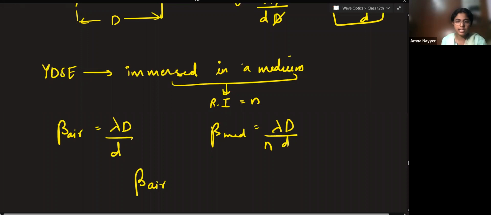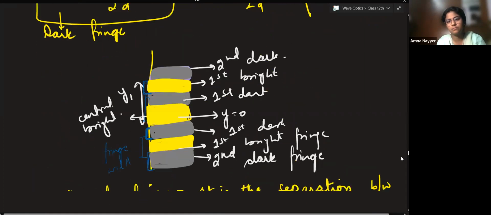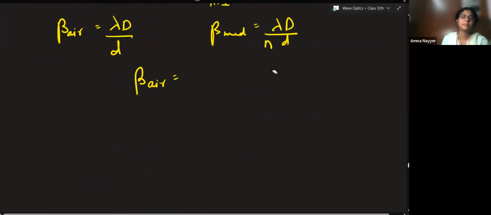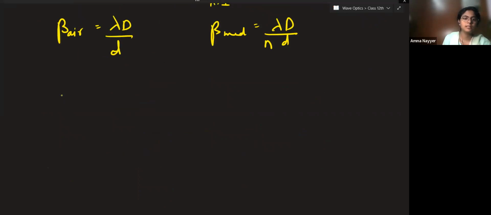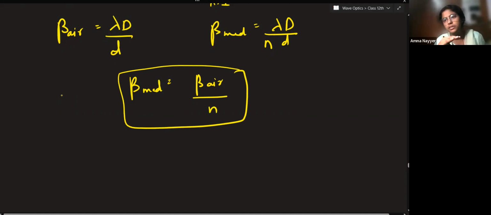So beta in any medium will become beta in air divided by n. When it gets divided, it means the fringe width is decreasing, not the angular fringe width. Directly the fringe width will decrease. So in your theoretical questions also, if it is asked what happens to the fringe width if it is kept in some other medium, directly you will write this will decrease. Note it down, then we'll do some numericals on it. At least one numerical leads to it.